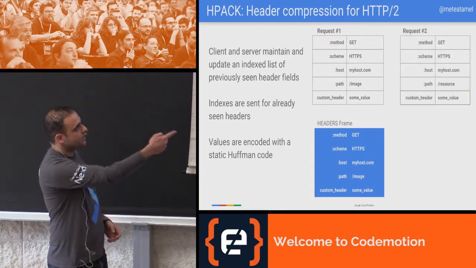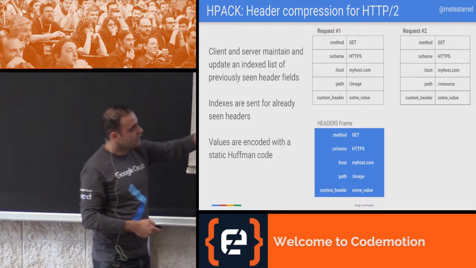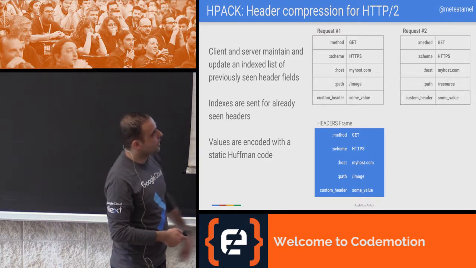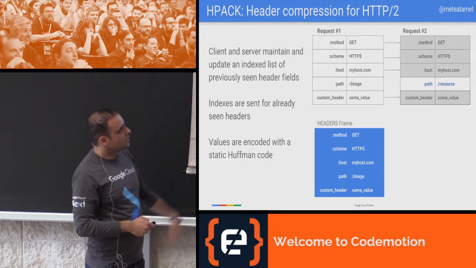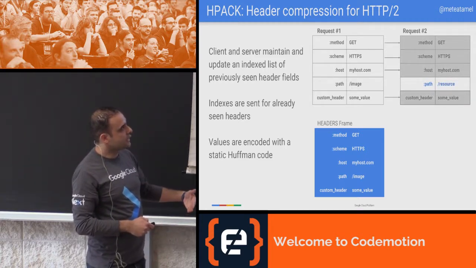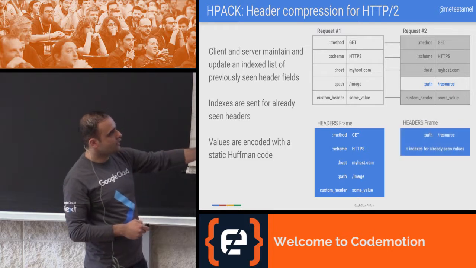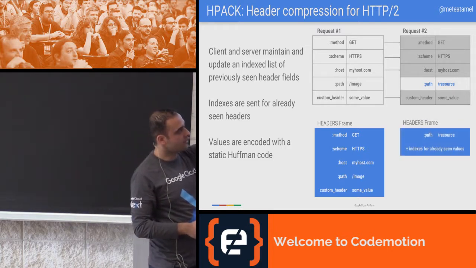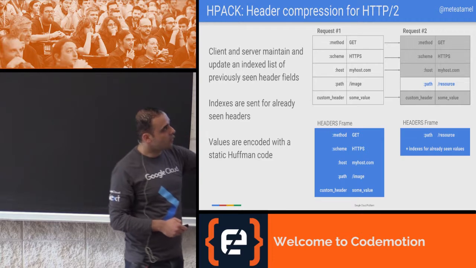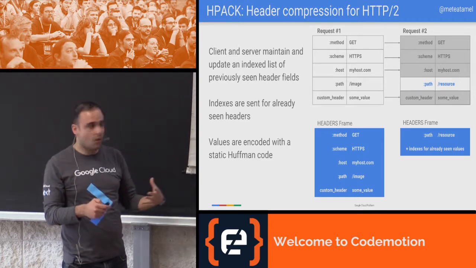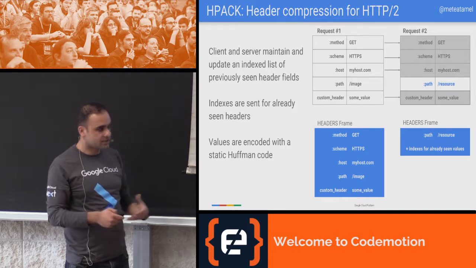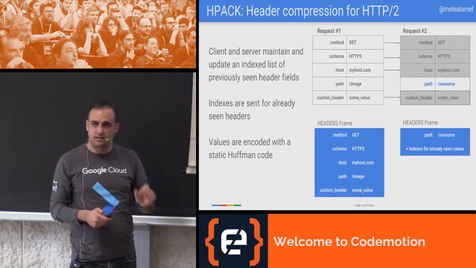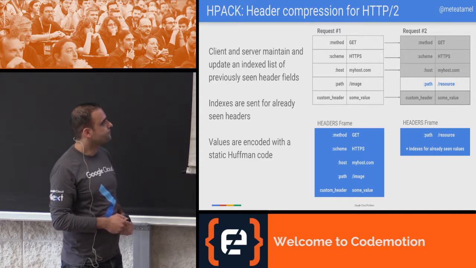But let's say the second request looks like this. If you look at it, it's pretty much the same as the first request. The only thing that's different is the path, right? So what HTTP 2 does is basically it will just send what is different. So it will send the path with the resource, but the rest won't be sent because we already have an index for the rest of the headers. And that's great because you're sending much less compared to before.